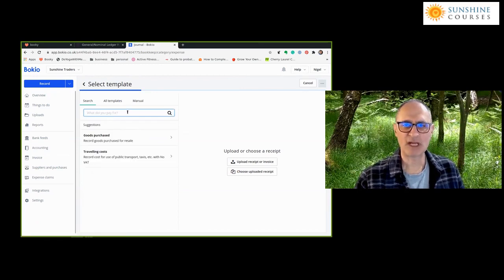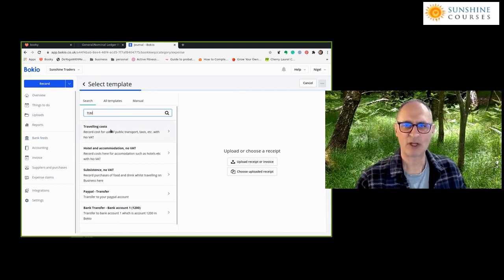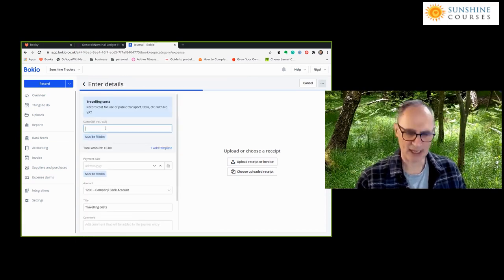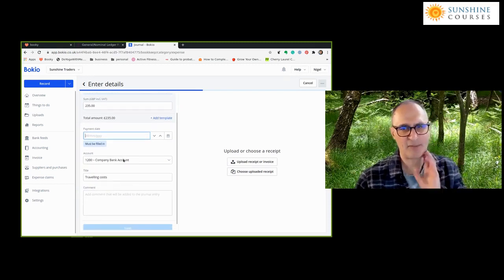it then says, what type of things did I pay for? Let's say I pay for travel costs. So as soon as I put travel, it's already offering me various different types of travel things it might relate to. So yep, I want travel costs. And here I can enter, I've entered £235. I can put the payment date. I can put the bank account it relates to. So if I had a different bank account, I could choose it.